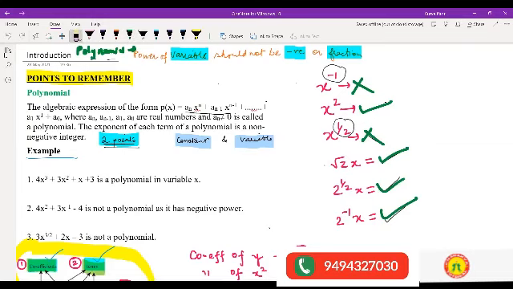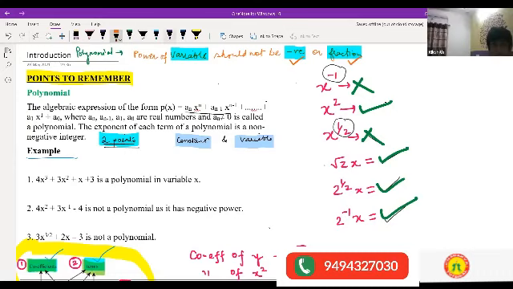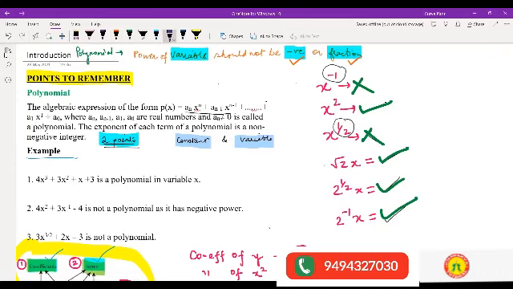See, I have written the introduction here. This is a polynomial: the power of the variable should not be negative or in a fraction. So only the variable's exponent you should look at. Power is nothing but exponent. The exponent of the variable should not be negative or in a fraction. That's it. Nothing else apart from that. Clear? Yes, sir.